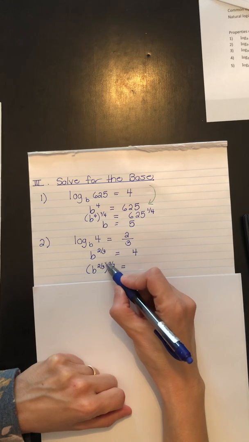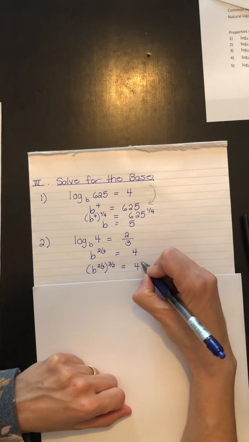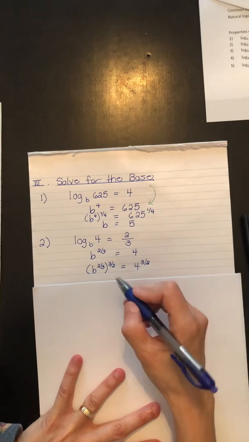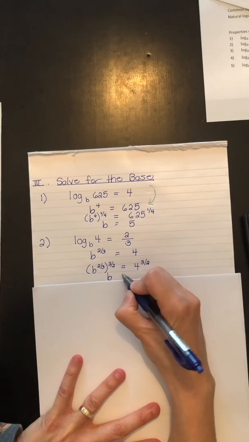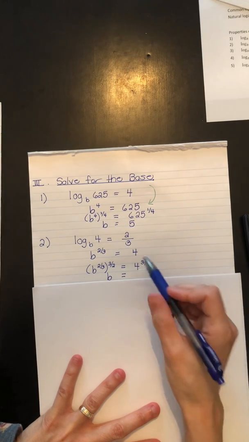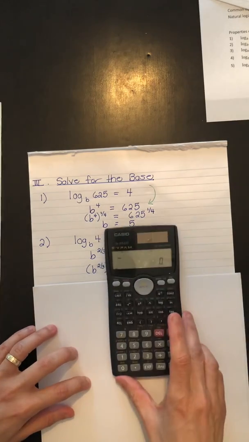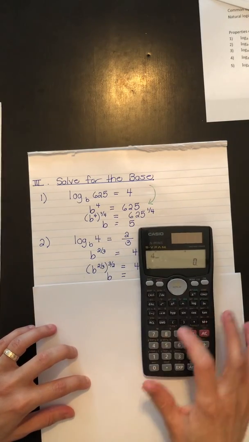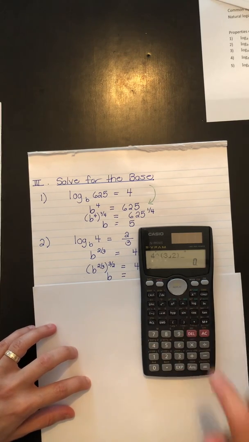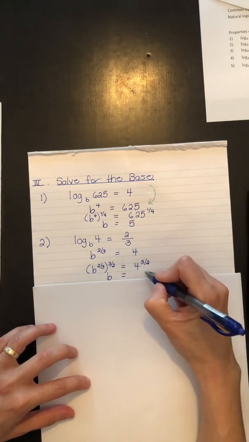Okay, so since I raised the left side to an exponent of 3/2, we have to also raise the right side to an exponent of 3/2. The left is now b. And again, on the right side, I simply need to work out 4 to the 3/2. Okay, so here we go. 4 to the, in brackets, 3 over 2, close the bracket, equals, and we get 8.